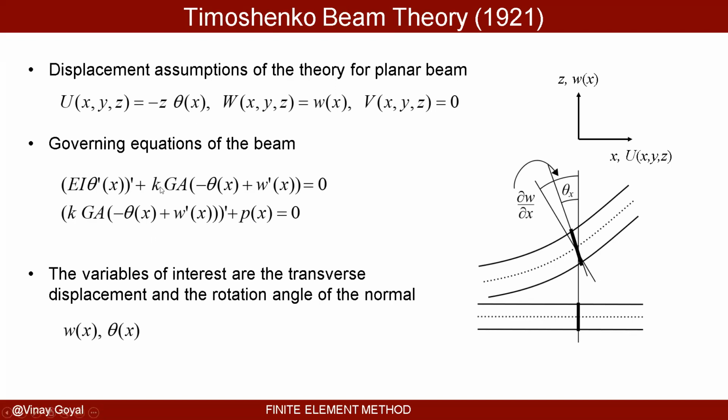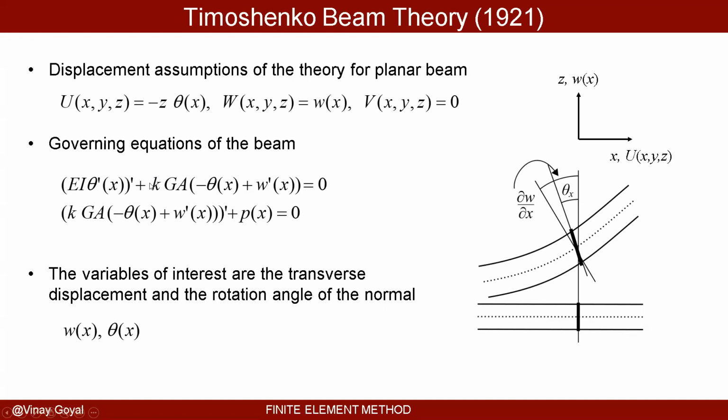So here the new thing is K, that you have never seen, but that's a correction factor to account for the fact that in this theory, the transverse shear stress is constant through the thickness, but in real life it is parabolic. And so this can be derived to be 5/6 for a rectangular cross section using energy methods, which is beyond the scope of this course.